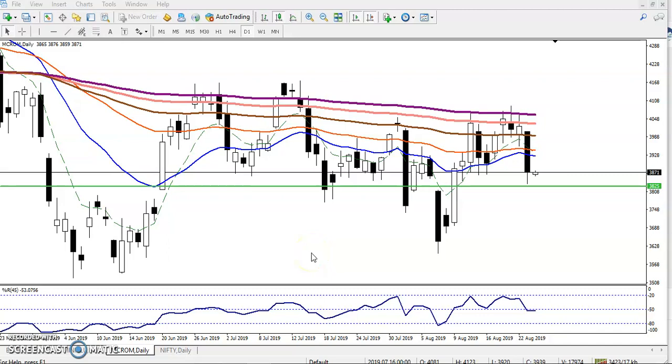This is Defend Gogoi, and in this video I'll discuss crude oil. Now you can see this is a crude oil chart, and this is a daily chart. In the daily chart we have seen crude oil is running in a downtrend, right?